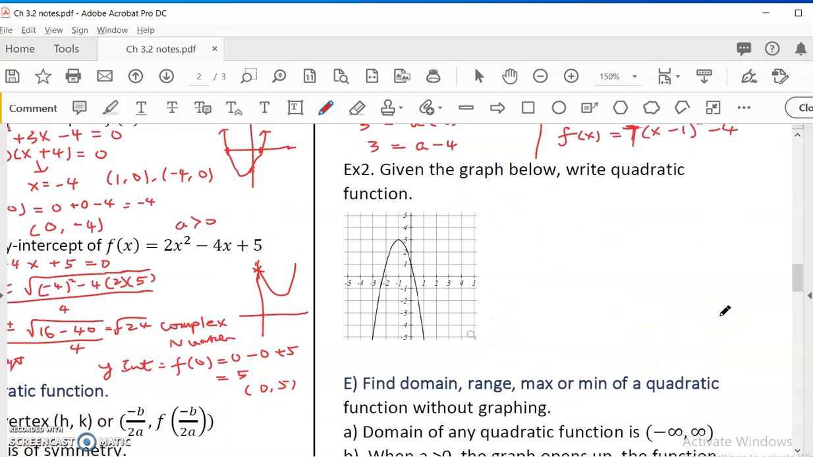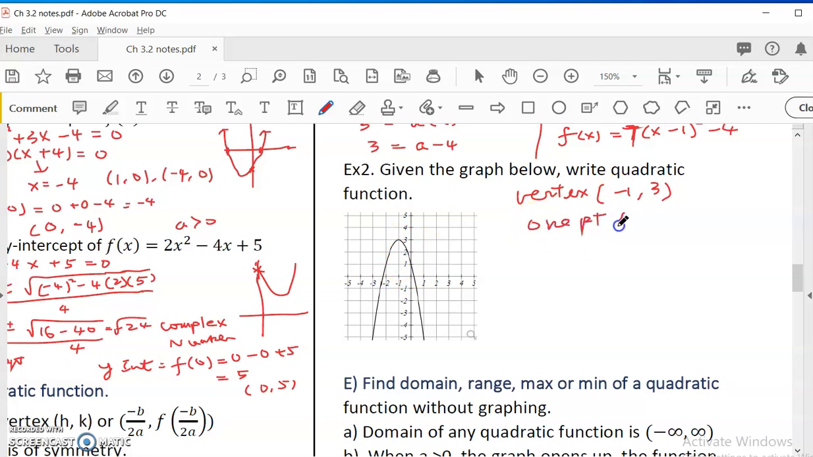The next one is when someone just gives you a graph and you are to find the quadratic function. What is it useful for? Maybe you are looking at some phenomenon that can be modeled this way, and you want to find the equation so you can find all the other points. Because you see the whole graph, the most important thing is the vertex, h, k. So the vertex is what? (-1, 3). And then one more point.